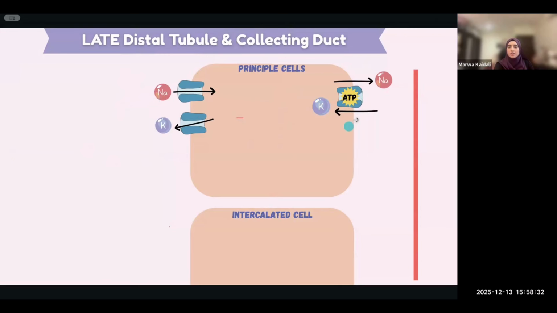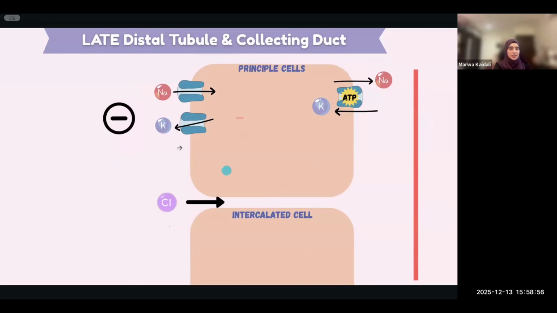Okay, and what else is this ATPase going to do? It's going to take the potassium from the blood and take it inside of the cells so that potassium can get secreted. Okay, so this is a very, very important function of the principal cells. When I say principal cells, always remember sodium reabsorption and potassium secretion. And we have more. I'm just going to get into it in a minute. So sodium reabsorption and potassium secretion. Okay?